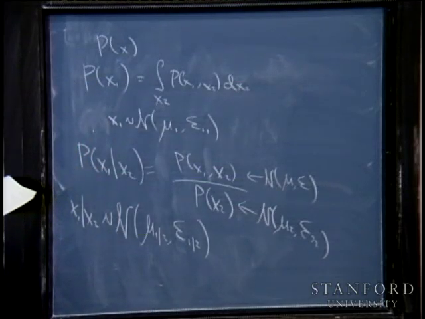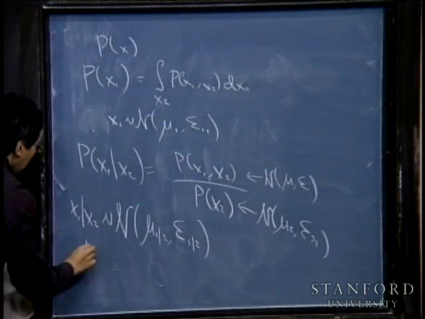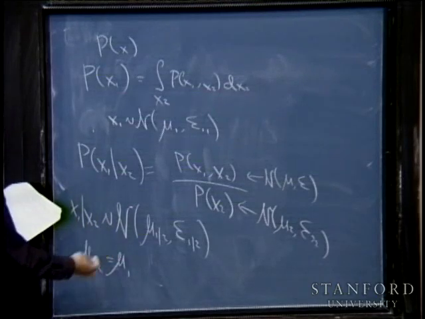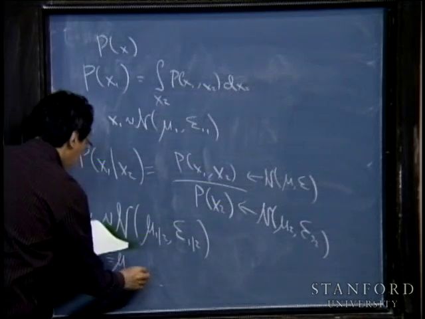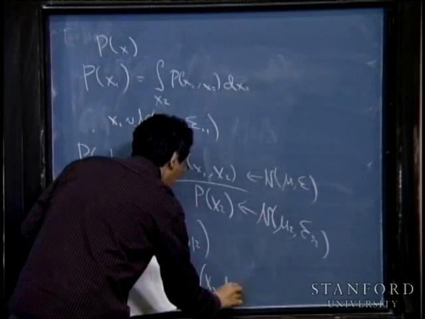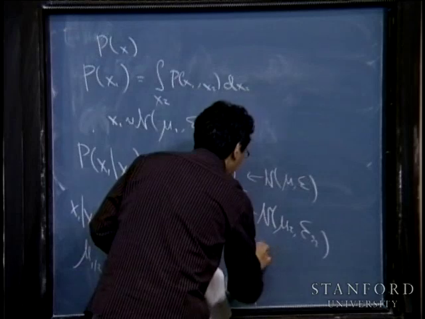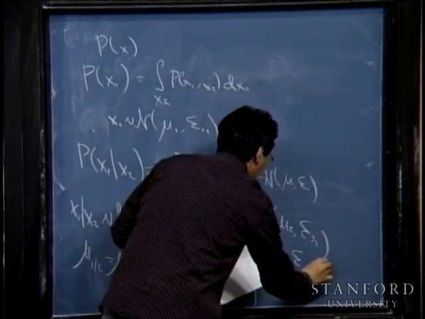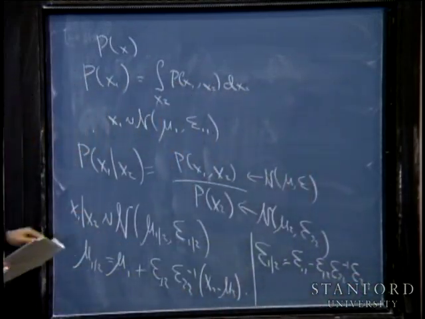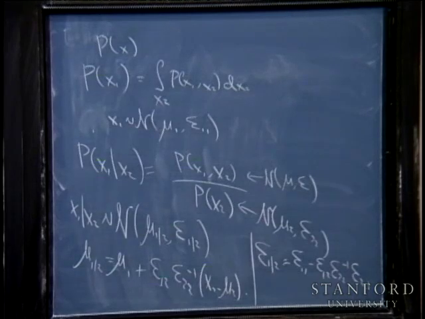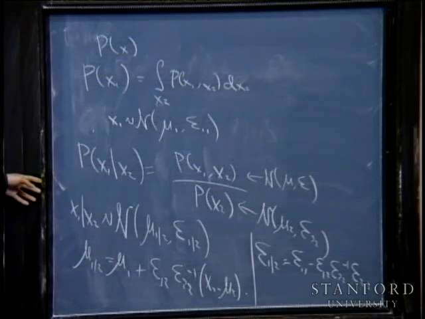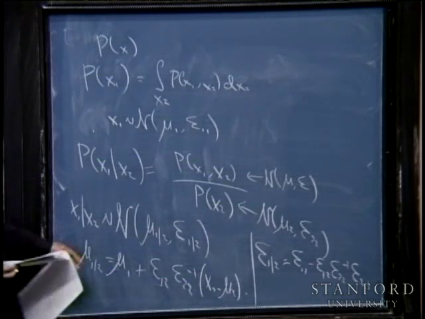And it will have mean mu of 1 given 2 and covariance sigma of 1 given 2. After the simplification and the derivation that I'm not going to show, the formula for mu of 1 given 2 is given by this, and sigma of 1 given 2 is given by that. These are just useful formulas to know for how to find the conditional distributions of a Gaussian and the marginal distributions of a Gaussian. I won't show the derivation for this.